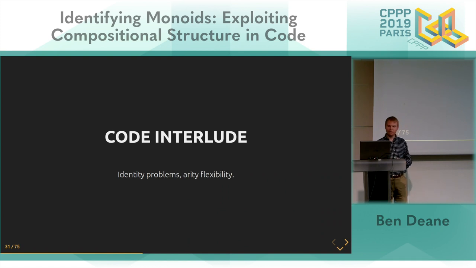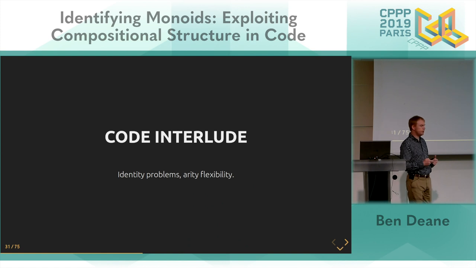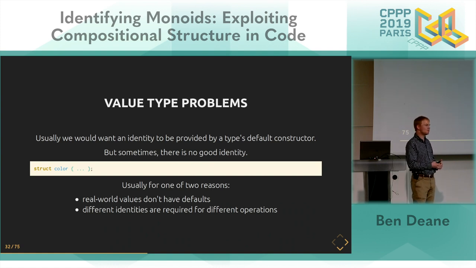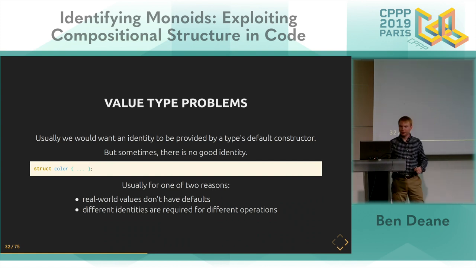But I want to talk about some problems that occur in real life code. Sometimes you have a type, and increasingly when we have value types, they don't have a good identity, because the obvious thing in C++ is to say, well, I want the identity to be what I get when I default construct my type. And the problem with that is that for types that represent things in the real world, there is no good identity, because the real world isn't platonic and mathematical, it's messy.